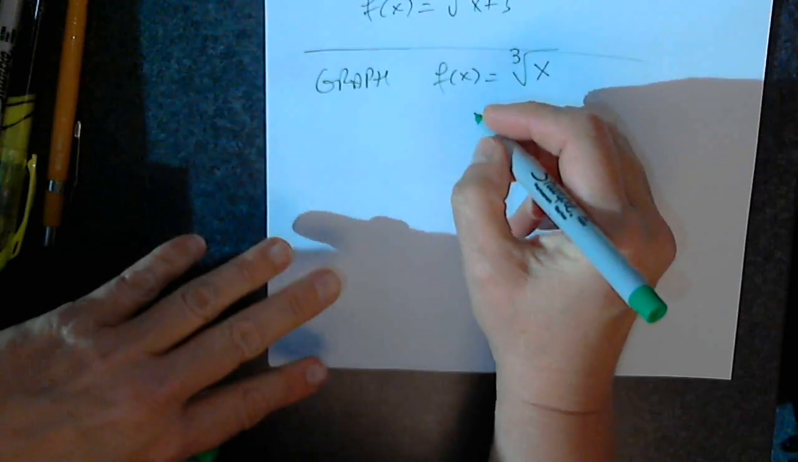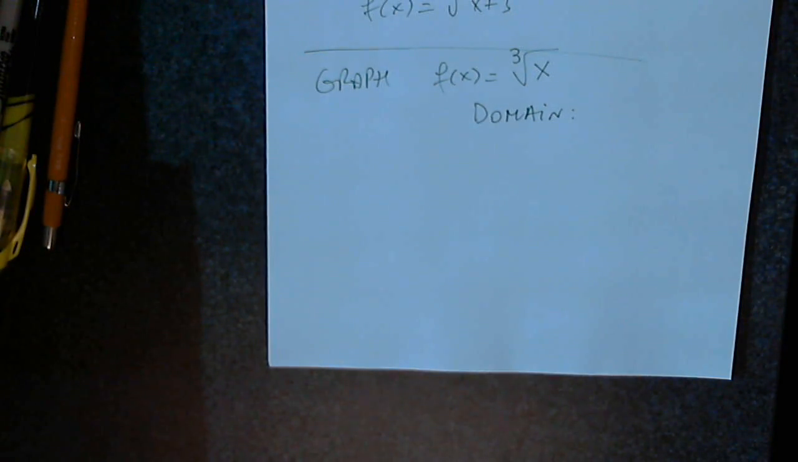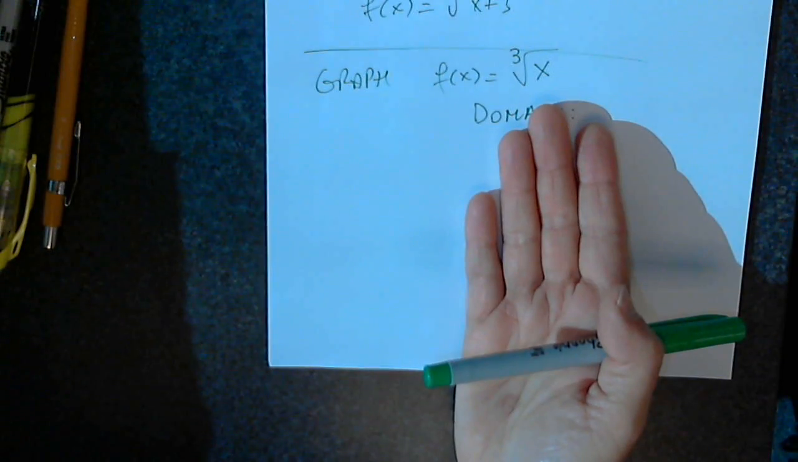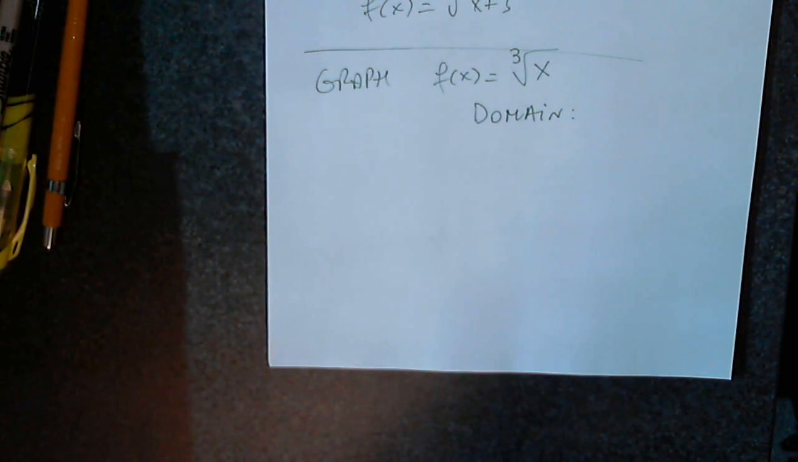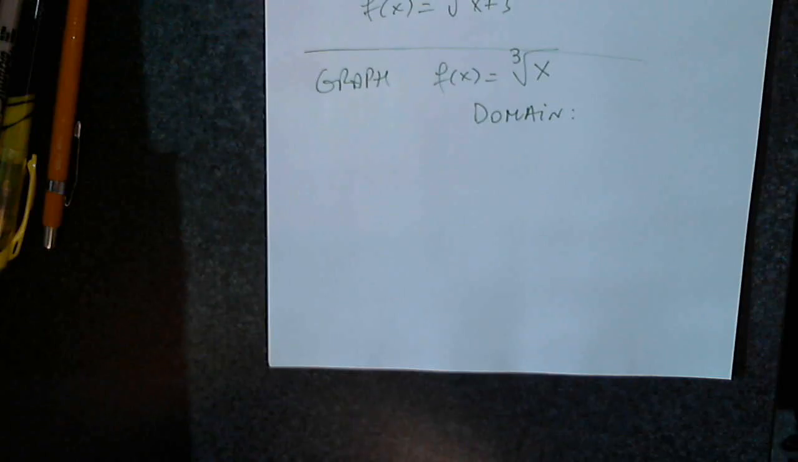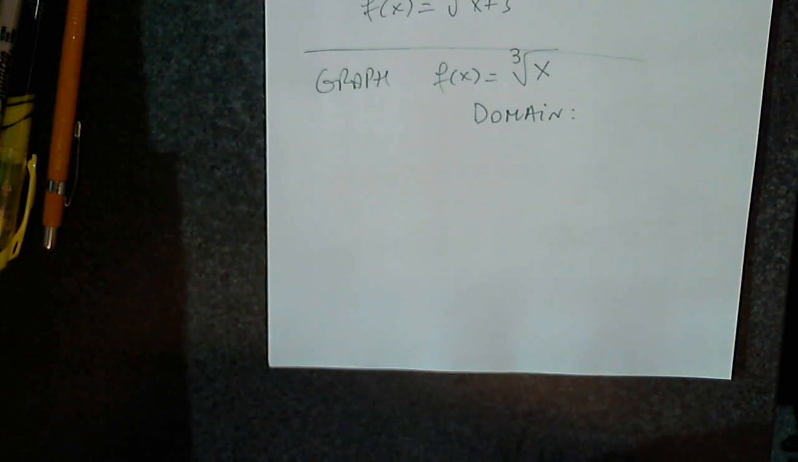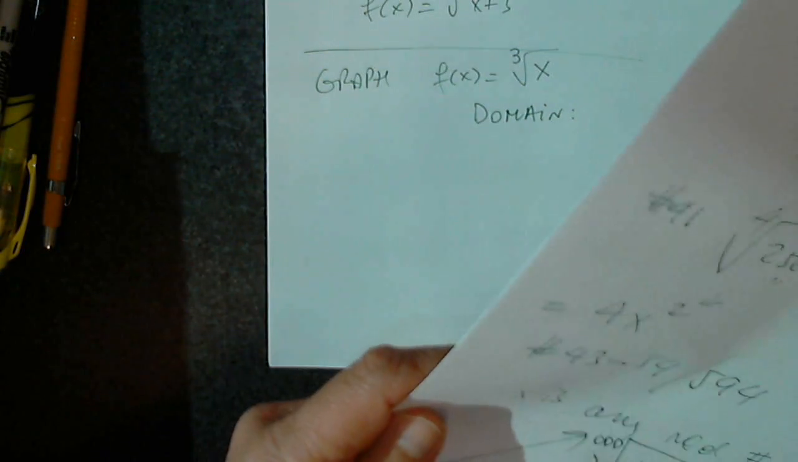Okay, what is the domain? Because remember, this is crucial. If I don't determine the domain, I will not be able to start graphing it. Yeah, I could grab the calculator and graph it without thinking about anything. What will be the domain? Let's think. Can I take the cube root of -8? Yes. Can I take the cube root of 0? What number do I raise to the third power to get 0? 0. Can I take the cube root of positive 8?